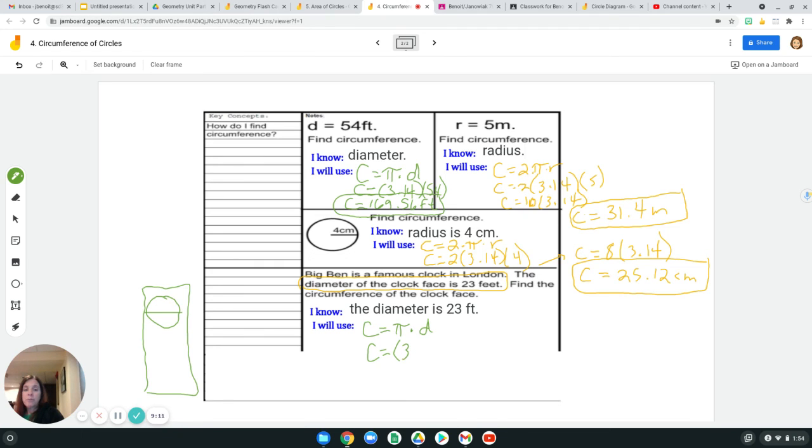So we're using 3 and 14/100 for pi. 23 is my diameter. I can do that side math and impress, or we can use the calculator. And you will get 72 and 22/100 feet is the circumference of the face of that clock of Big Ben. Who knew? Now you do. All right, let's bring this to practice.